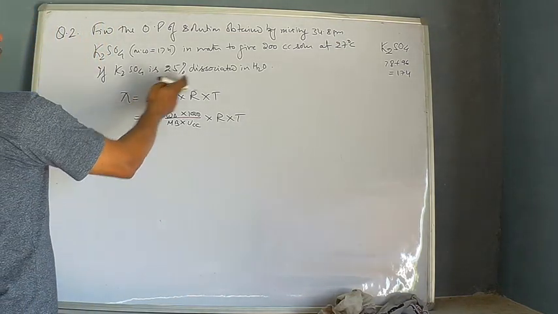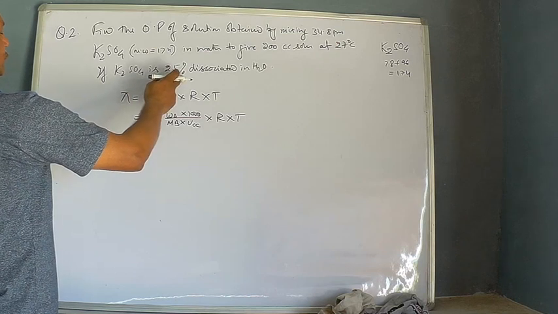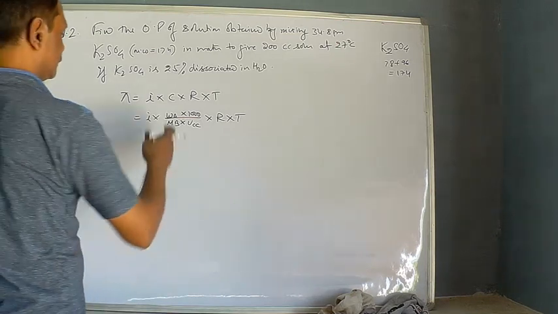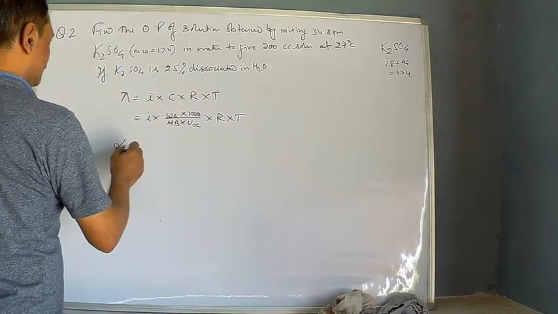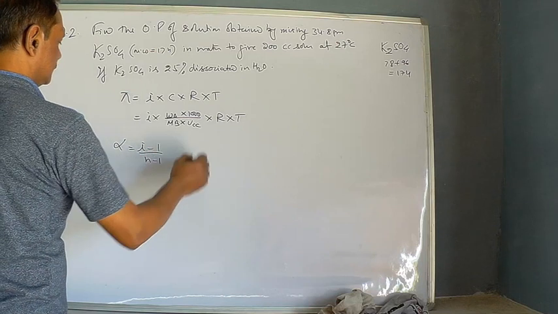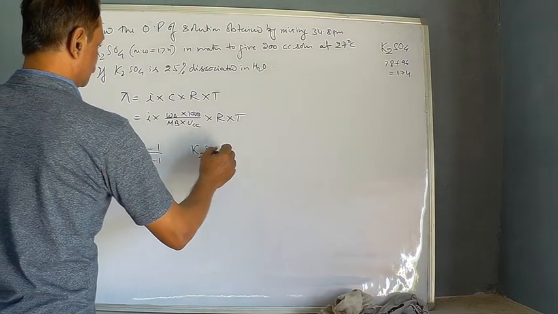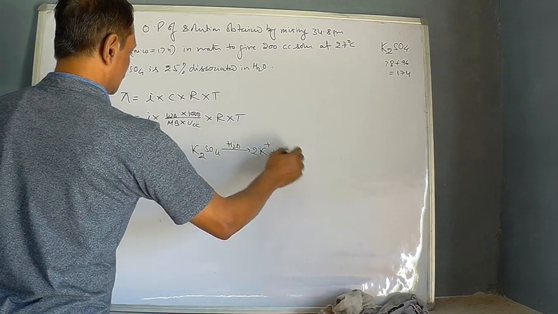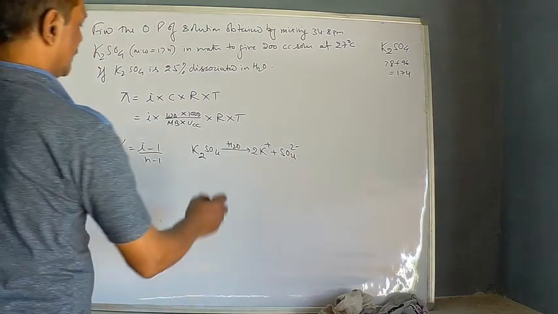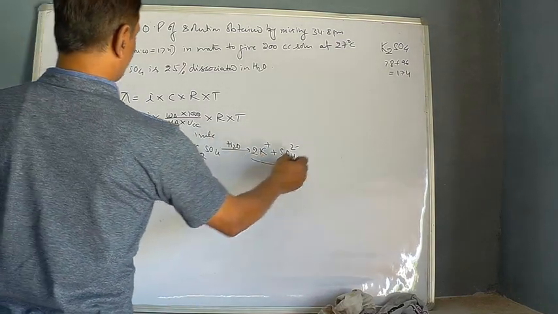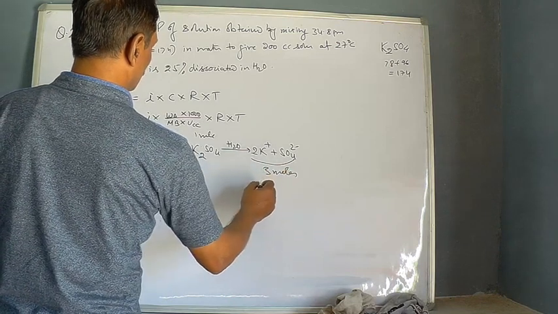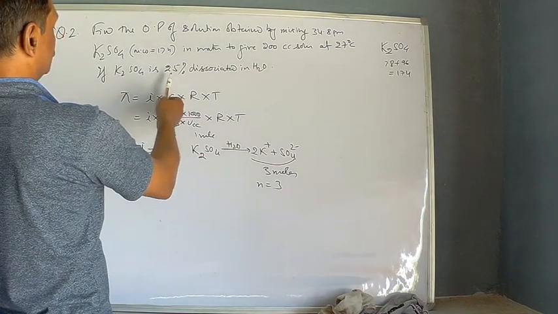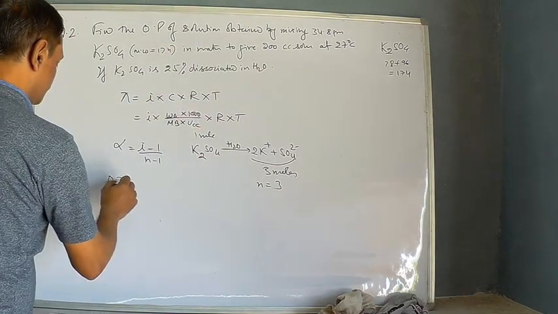But again, since the potassium sulfate is 25% dissociated, unless we calculate i, we are not able to find it out. So let us first calculate i. So alpha equals i minus 1 upon n minus 1. K2SO4 when dissolved in water dissociates to give us 2K positive plus sulfate 2 negative. So class, we started with 1 mole. Now we are getting how many moles? 3 moles. So value of n is 3. And alpha, out of 100, 25% is out of 1, 0.25.